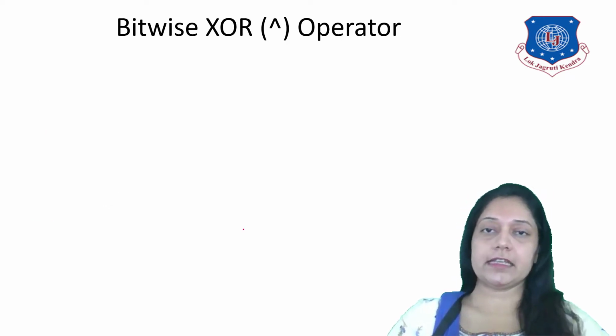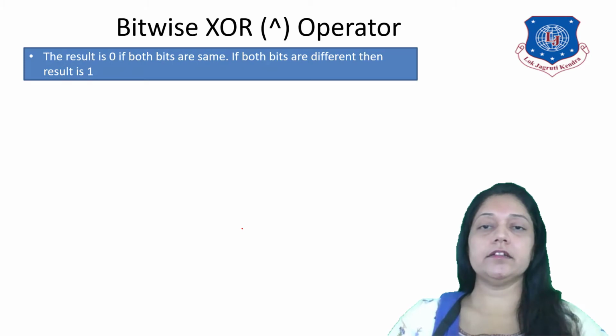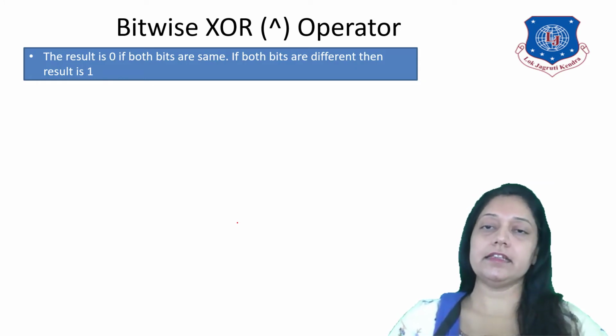Next is the bitwise XOR operator. XOR operator means if both the bits are the same, then the result is 0. If both the bits are different, then the result is 1.